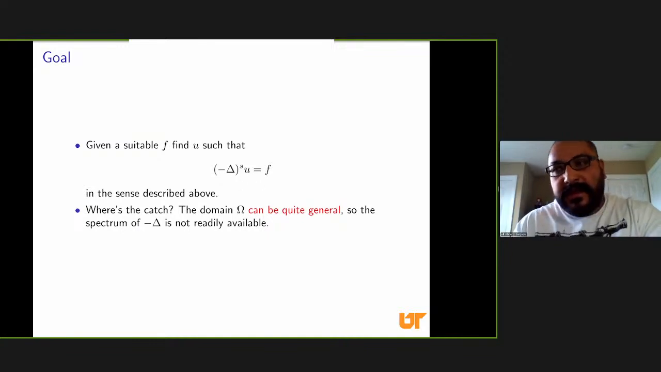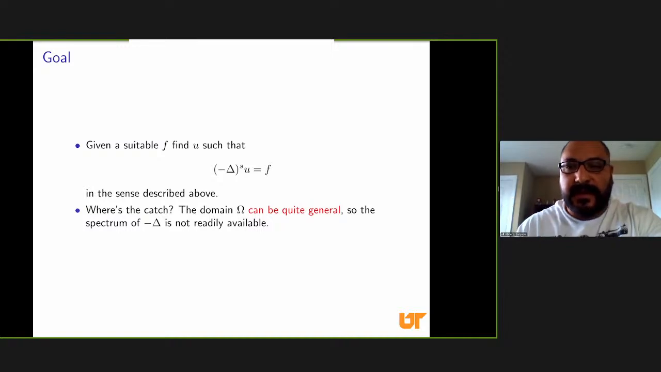The catch here is that the domain is general. If you had a very simple domain like a square, you can do separation of variables or something like that to find the eigenfunctions. But if it's a general domain, then that's not so easy. And that's the essence of the difficulty here. So what can we do?